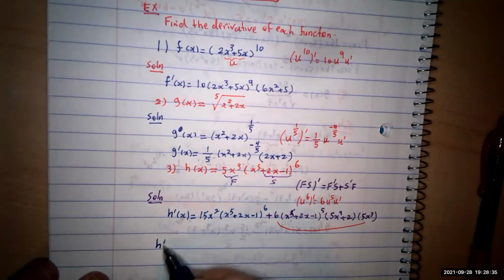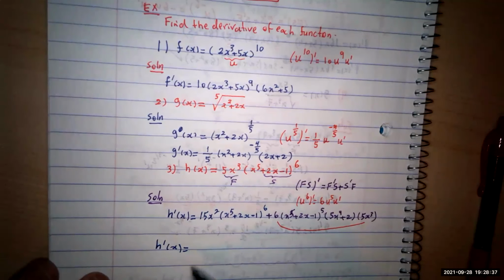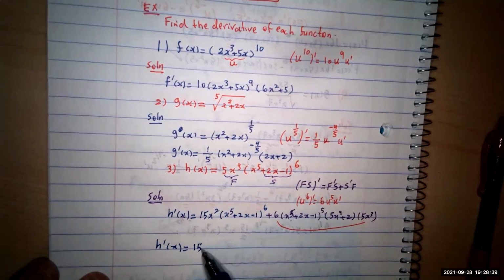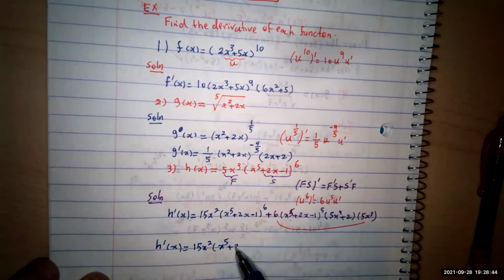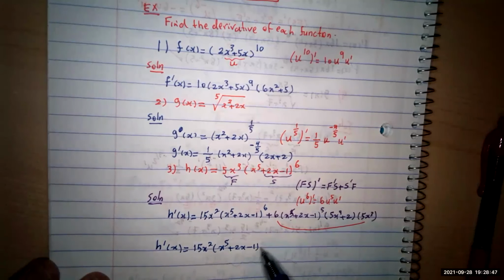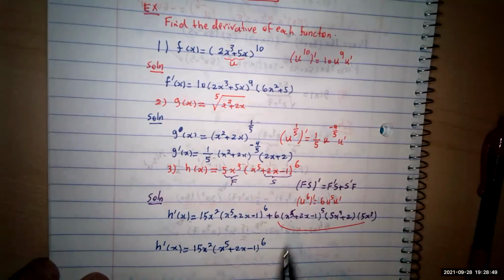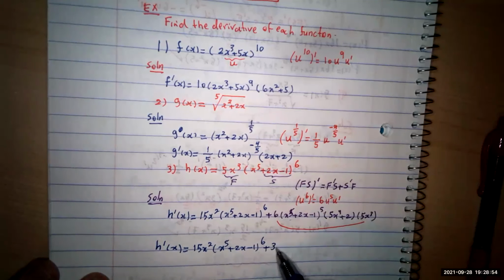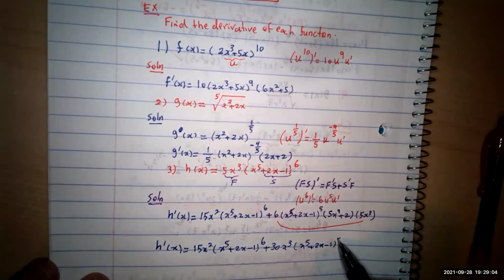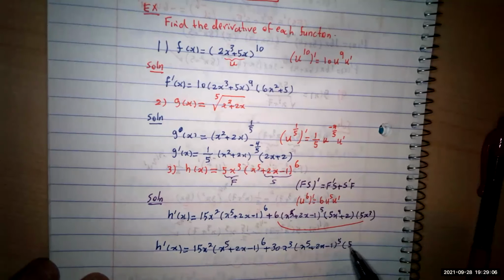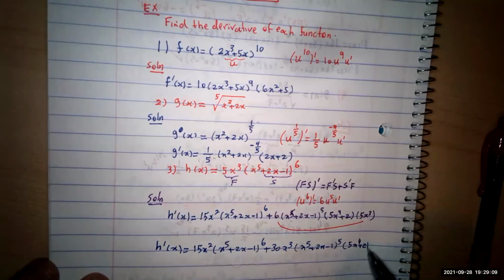So the final answer now is going to be h prime of x equal to 15x squared times x to the fifth plus 2x minus 1, everything to the 6. Now you multiply these two together: 5 times 6 times 5 would be 30. We get 30x cubed. Just repeat the rest: x to the fifth plus 2x minus 1 to the fifth, times u prime, which is 5x to the fourth plus 2.